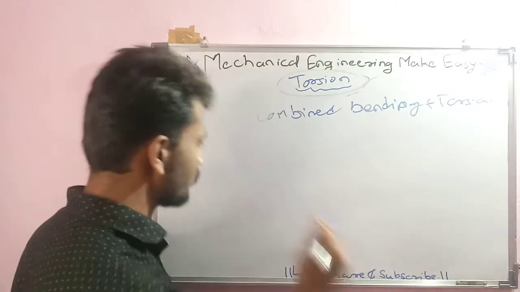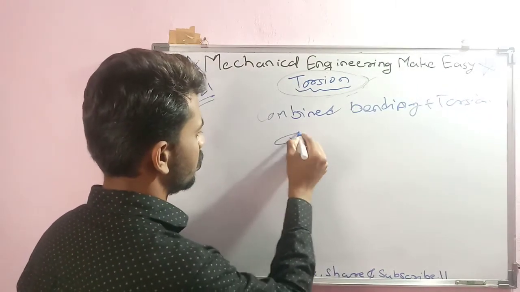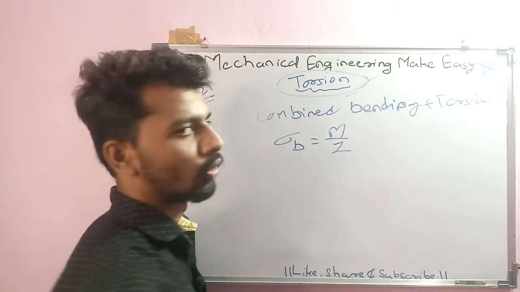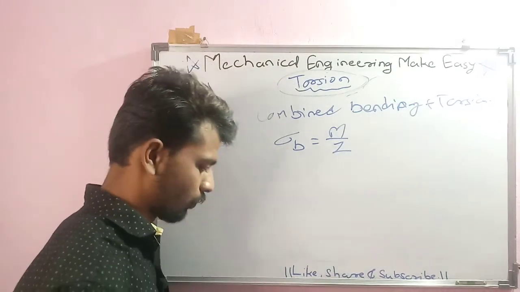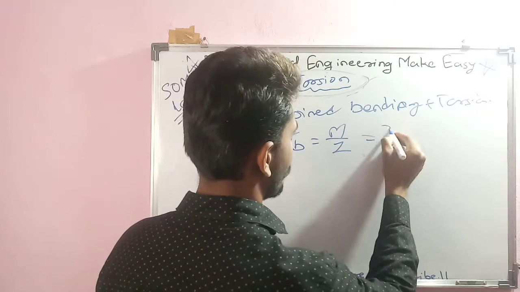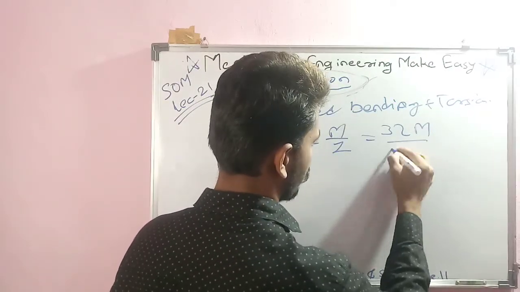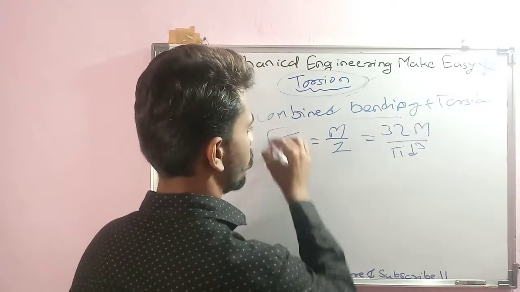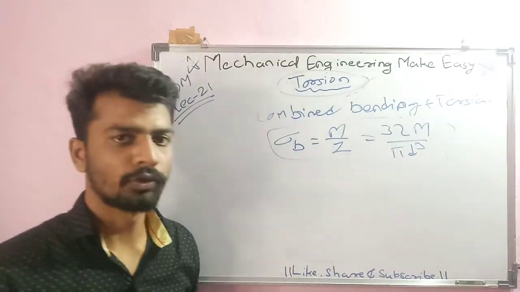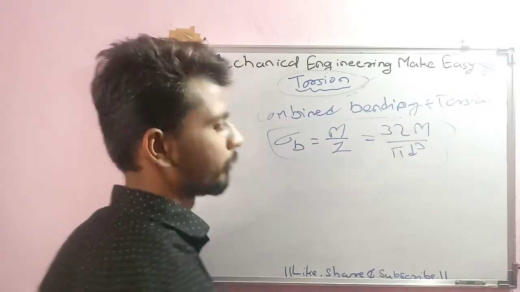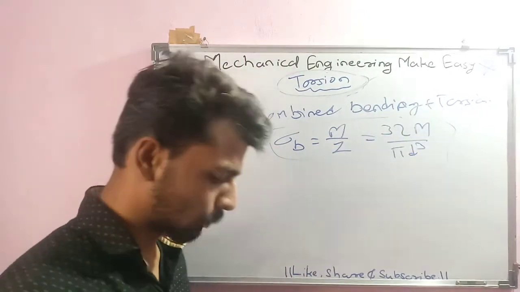The bending stress sigma b is equal to moment upon Z, the sectional modulus, which we studied earlier. So we can calculate that as 32 M upon pi d cube. This is the formula for bending stress, where we can calculate stress from moment, or if the bending stress is given, we can calculate the moment. Both are possible here.